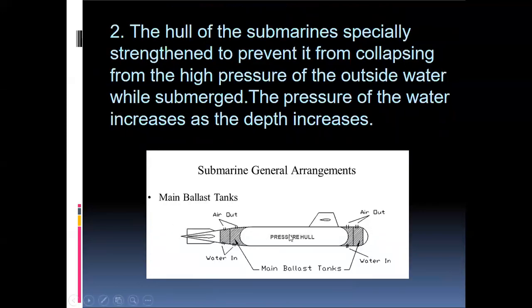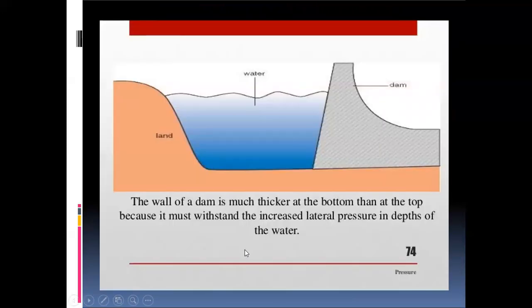The hull of the submarine is specially strengthened. This is the hull of the submarine. It is specially strengthened to prevent it from collapsing from the high pressure of the outside water while submerged. The pressure of the water increases as the depth of the water increases. The wall of a dam is much thicker at the bottom than at the top because it must withstand increased pressure in the depths of the water.